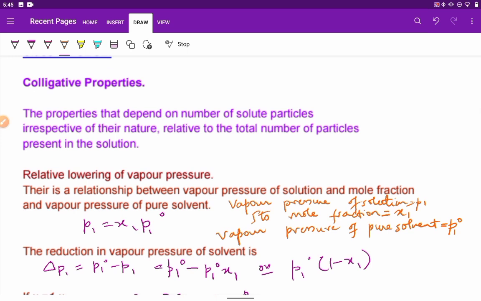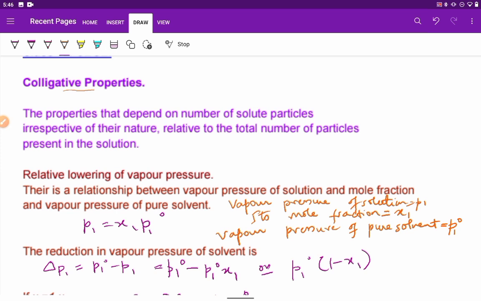First of all, we will study what are colligative properties. See, there are certain properties which depend on number of solute particles irrespective of their nature. Only number of solute particles relative to the total number of particles present in the solution, means we should take into account number of solute particles and the total number of particles which are present in the solution. So we will study colligative properties one by one. Today we will see relative lowering of vapor pressure.